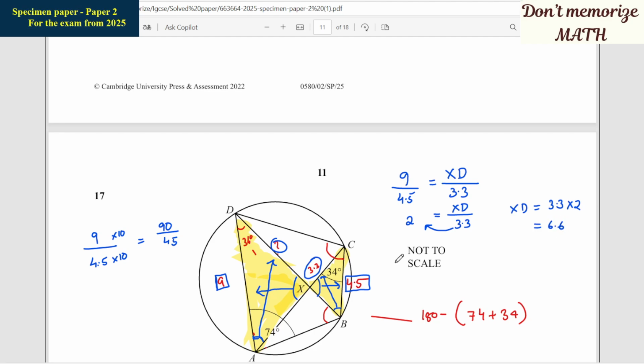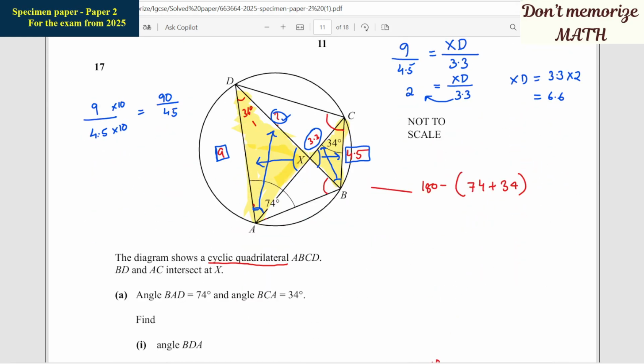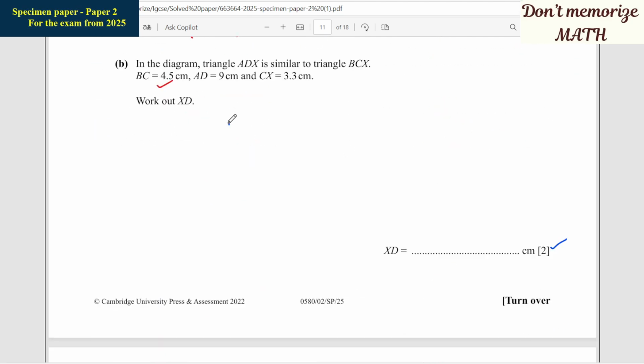You can use this method. Otherwise, just see here, double of 4.5 is 9, so double of 3.3 will be this side. Like that also you can find the missing side. So this is 2 marks. You have to write all the steps we have done here: 9 over 4.5 equals XD over 3.3, so you will get 2 equal to XD over 3.3. So XD will be 3.3 times 2, that is 6.6.